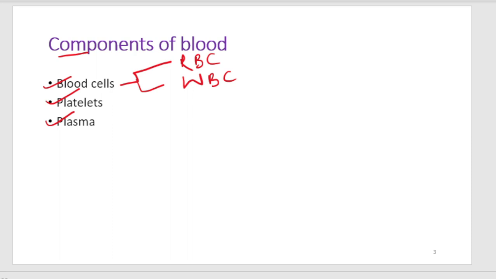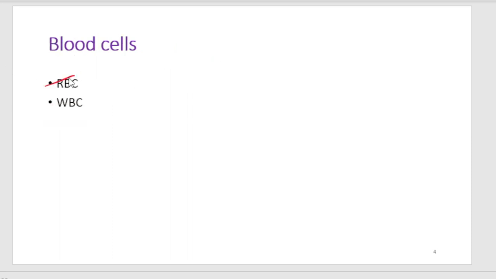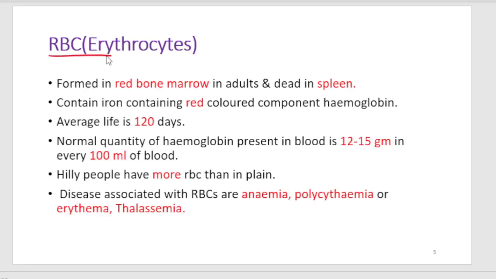Now come to the first blood cell, that is RBC. RBC is also called erythrocytes. They are generally found in the red bone marrow, and they die in the spleen. The spleen is also called the graveyard of the red blood cells.